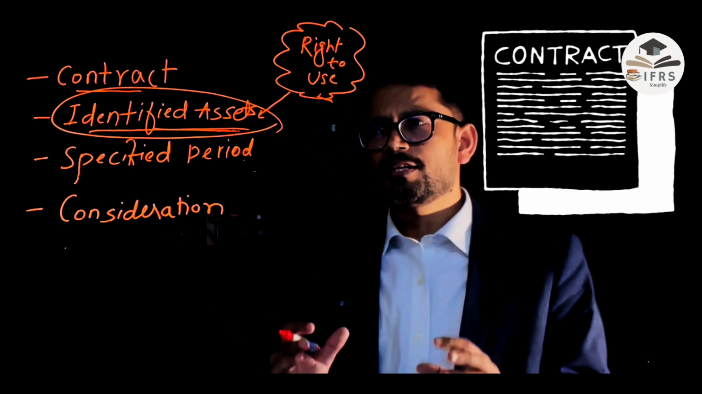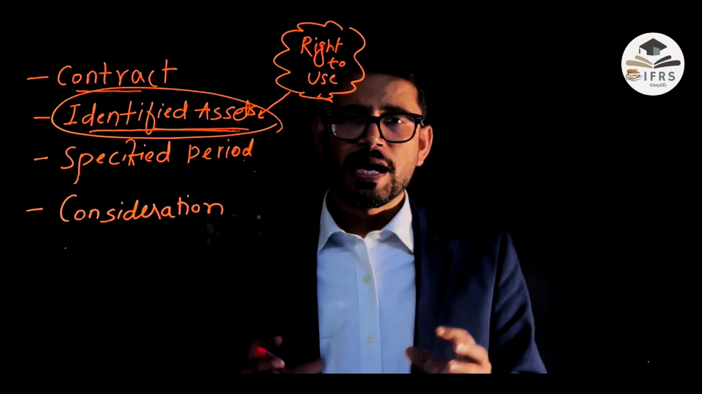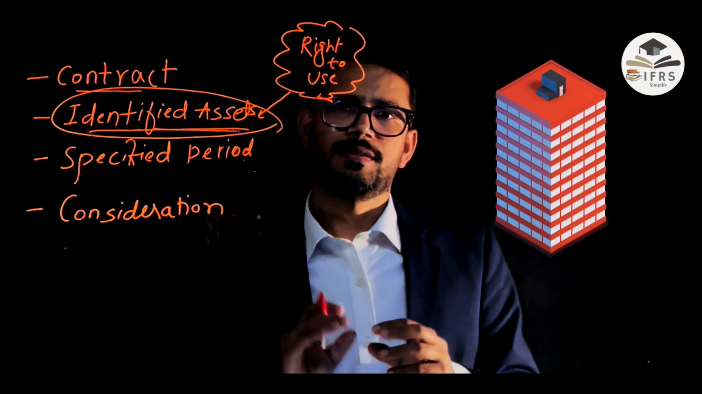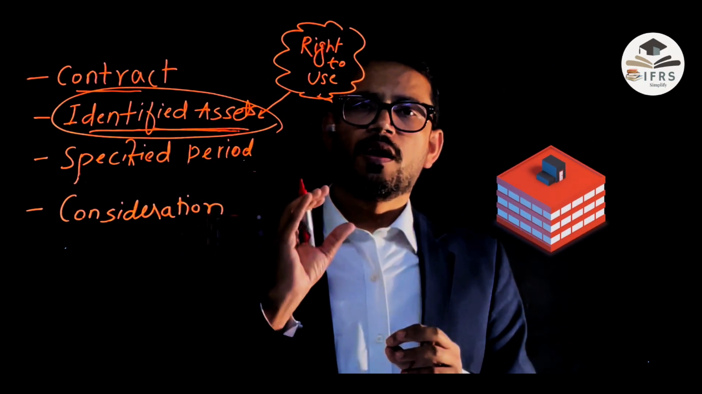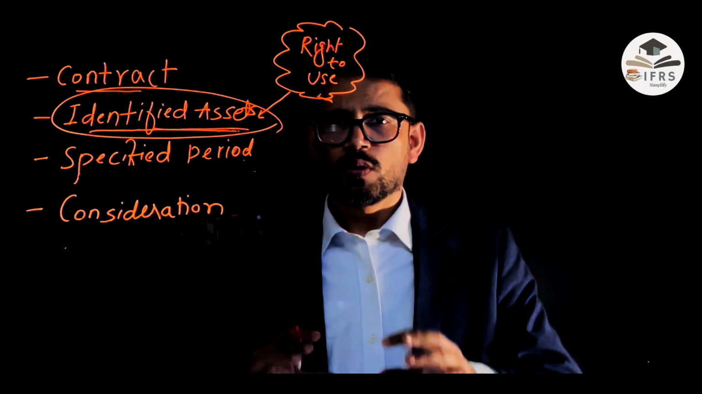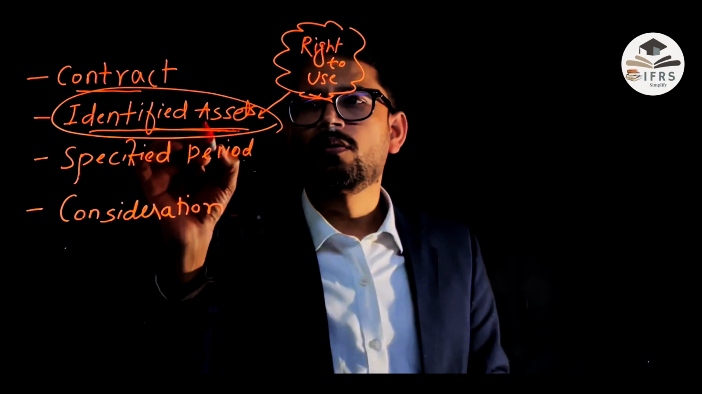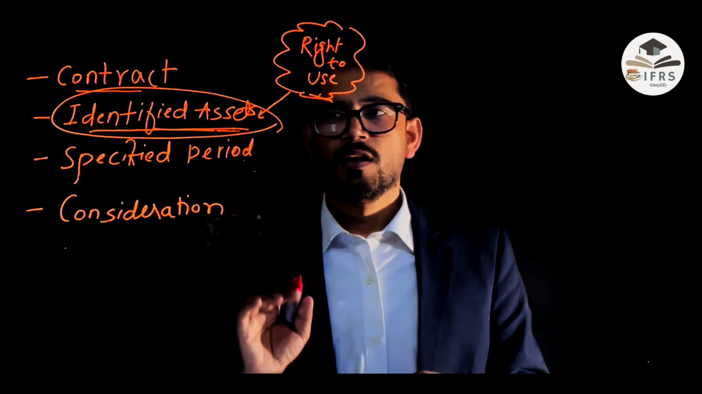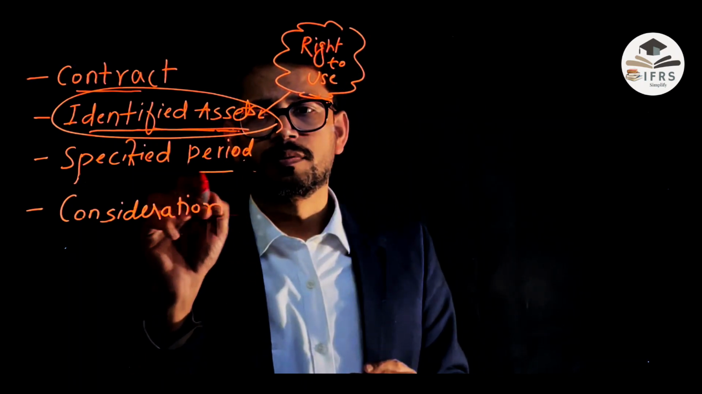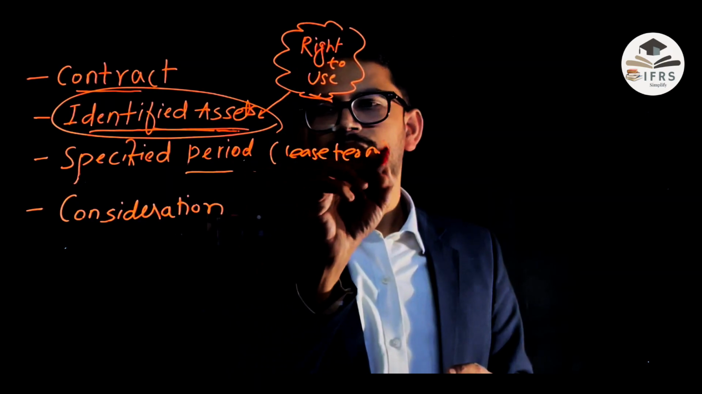For any lease, there should be a contract first between lessee and lessor. This contract should be for an identified asset. You can also call it a specific asset, a particular asset, or an underlying asset. In this contract, the lessee is getting the right to use that particular identified asset for a specific period of time, which is also called the lease term. So we can say this is the lease term.